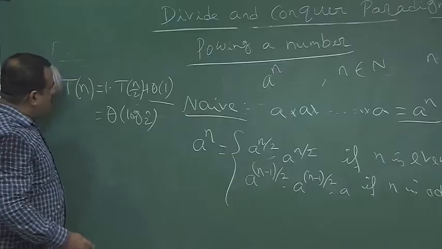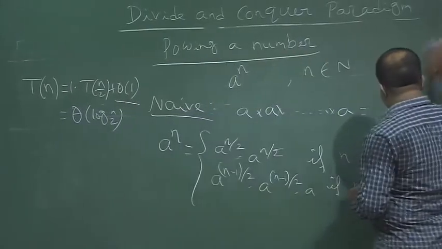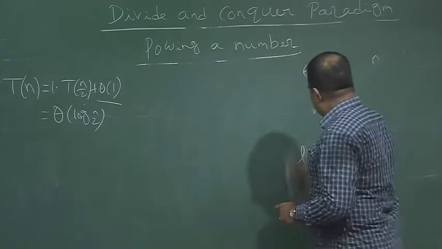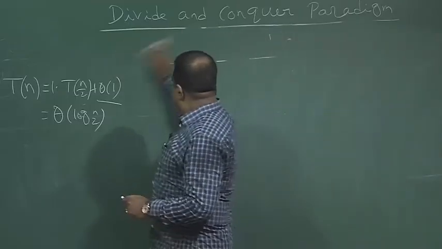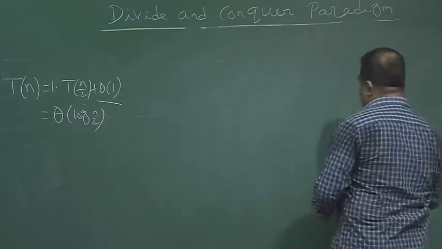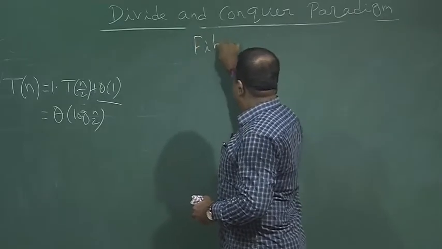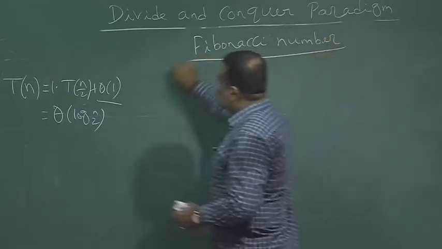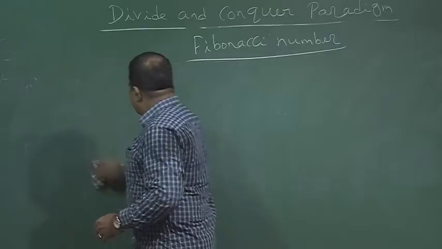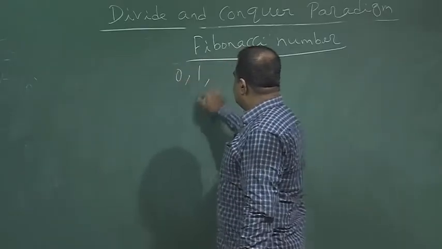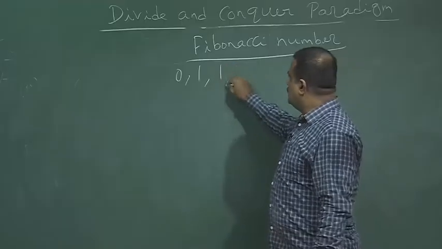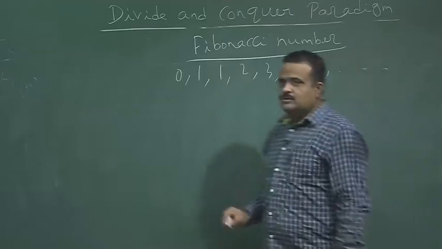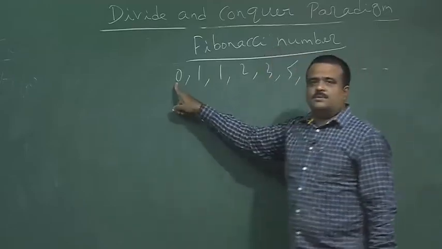Okay, so the next problem is finding the nth Fibonacci number. What is the first Fibonacci number? We start with 0, 1, then we add these to get 1, 2, 3, 5, 8, like this. So, we can call this the 0th Fibonacci number.